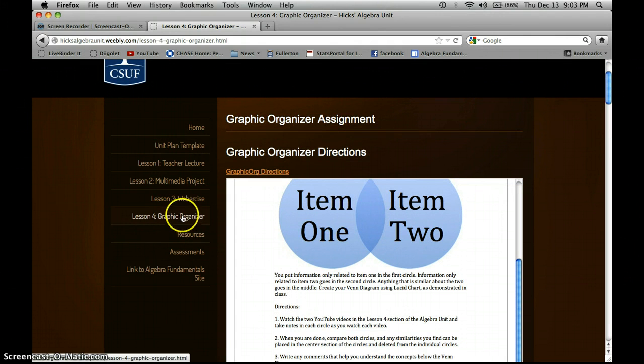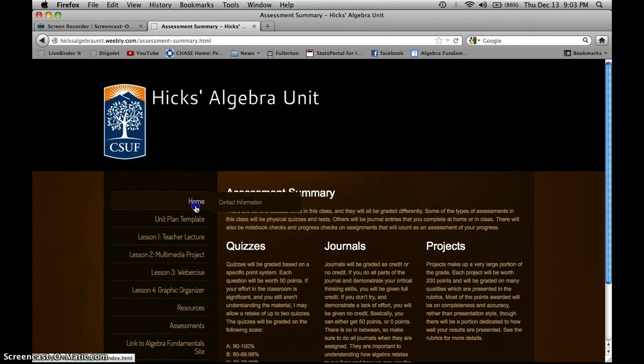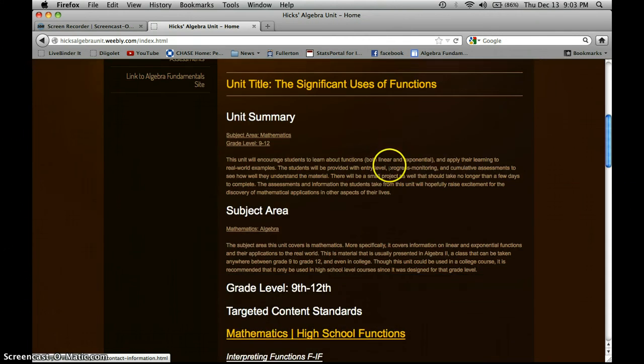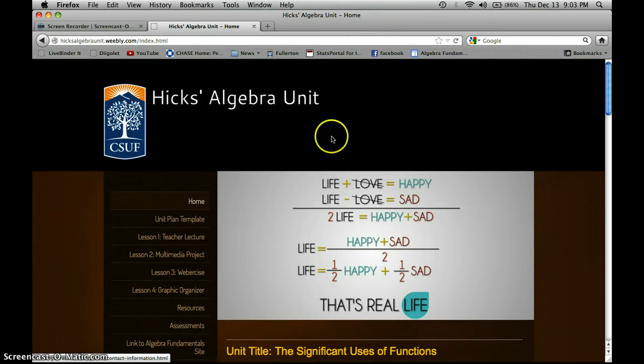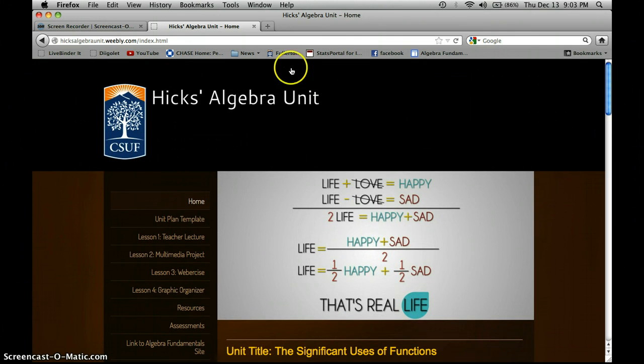Lastly, no, that's actually about it. I showed the assessment summary, yeah. So that's my website. I really enjoyed this class. The Weebly was really fun to get used to, so I would suggest using that next time. Compared to Google Sites, I really enjoyed using Weebly. It's so much more user-friendly. So that's it for my website, and I really enjoyed doing it.